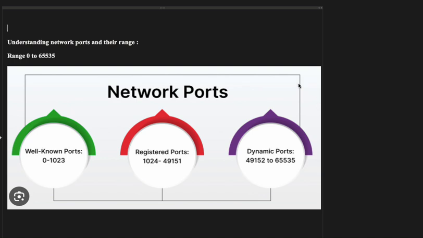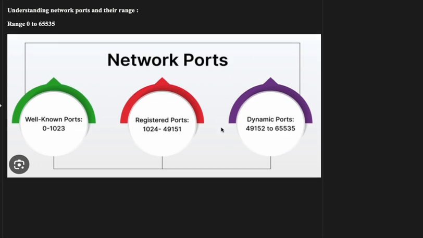Today we'll try to understand network ports and their range. The range starts from 0 to 65535, and as you can see, it's divided into three different categories. Well-known ports, the range starts from 0 to 1023. Registered ports, the range starts from 1024 to 49151. And the dynamic ports range starts from 49152 to 65535.